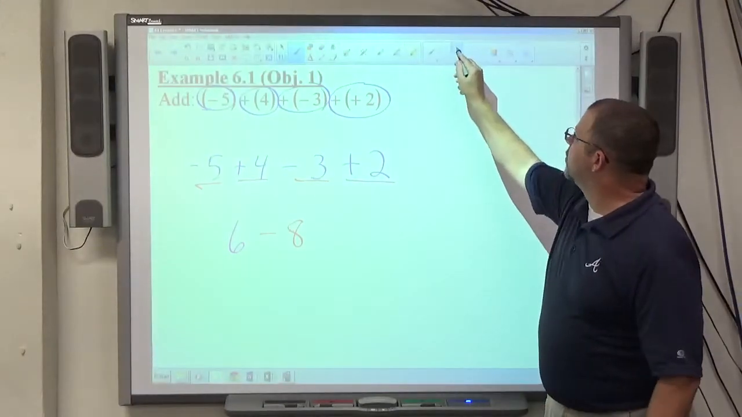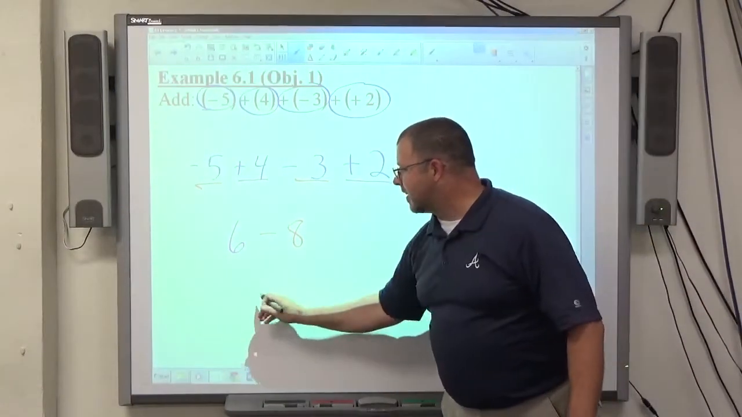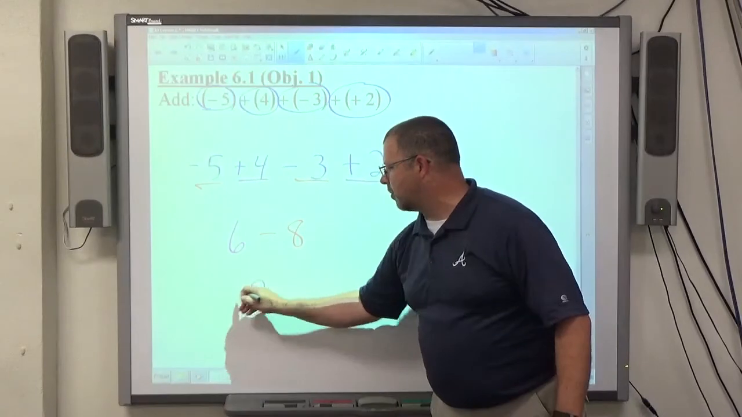And then the final step is subtraction. 8 minus 6 equals 2. 8's bigger, it's negative, so it's negative 2.